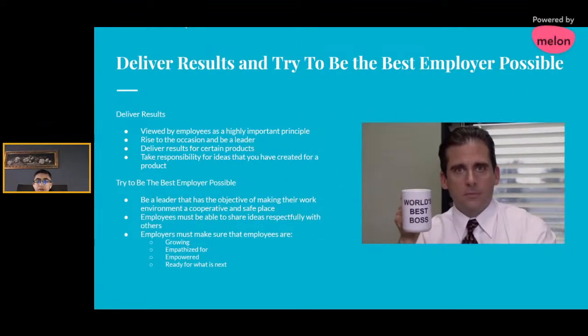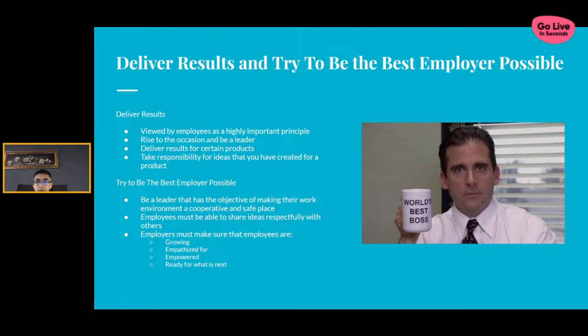Next, deliver results and try to be the best employer possible. Leaders must deliver results, and this is viewed by employees as a very highly important principle. Leaders must rise to the occasion. They have to deliver results for certain products and take responsibility for ideas.